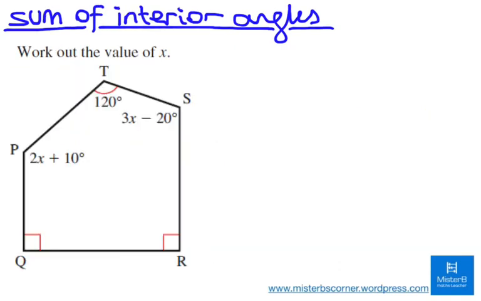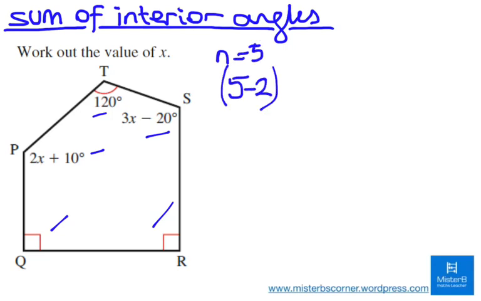Now this question needs a little bit of algebra. I'll start similarly. This is a pentagon. It has 1, 2, 3, 4, 5 angles, so it's 5 sides, so n is 5. So for a pentagon, it's 5 minus 2 times 180, which will give me 540 degrees.